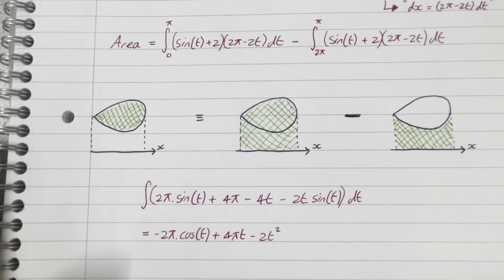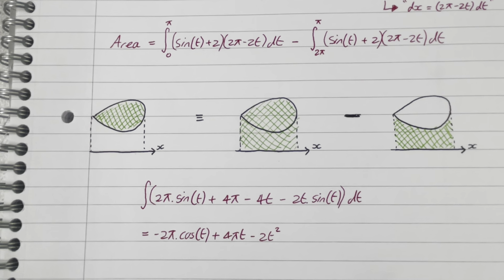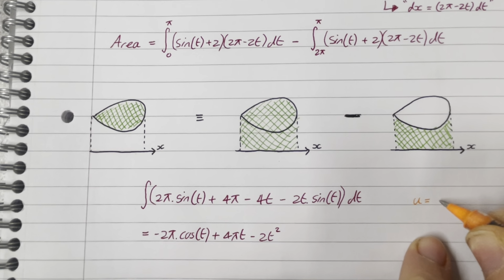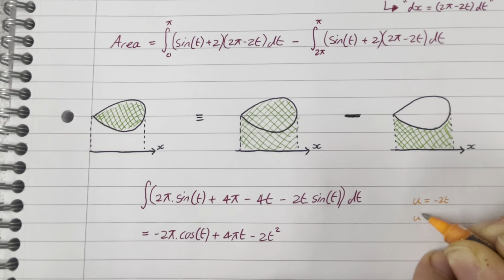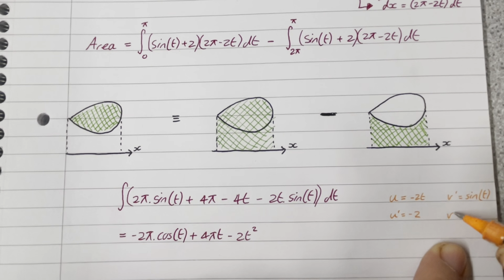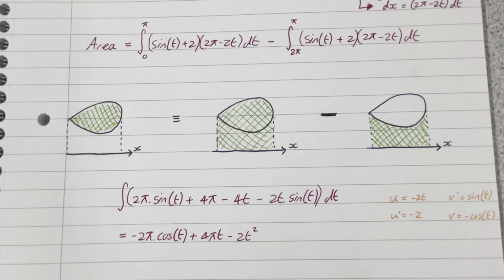And for this, I need to do an integration by parts because I've got a t times a sine t. So I'm going to say u equals, let's go with, minus 2t. u prime then is minus 2. v prime is sine of t, and then integrate that to get v, which is minus cosine of t.